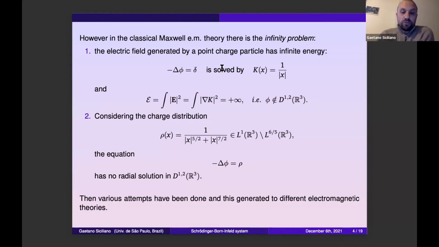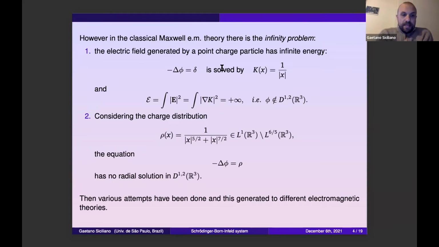You want a solution of this equation which has an L^1 density. Everything is radial, and you want a radial solution with finite energy. But it is easy to see that if you look at radial solutions, they are not in that space.